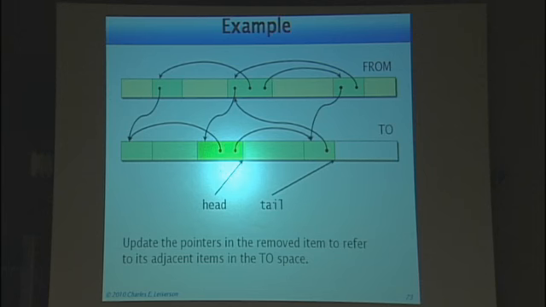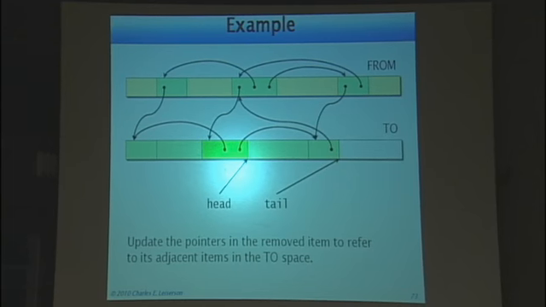Question? So you know where to put the pointers. How to modify pointers that go from the to space to the to space so that they're actually getting to their final destination?